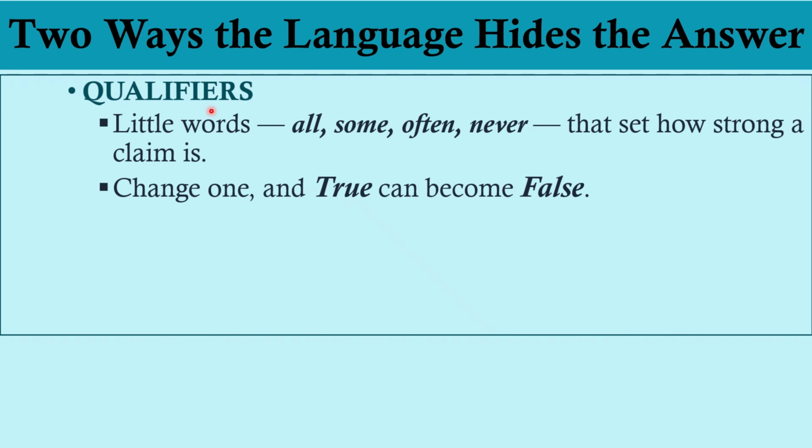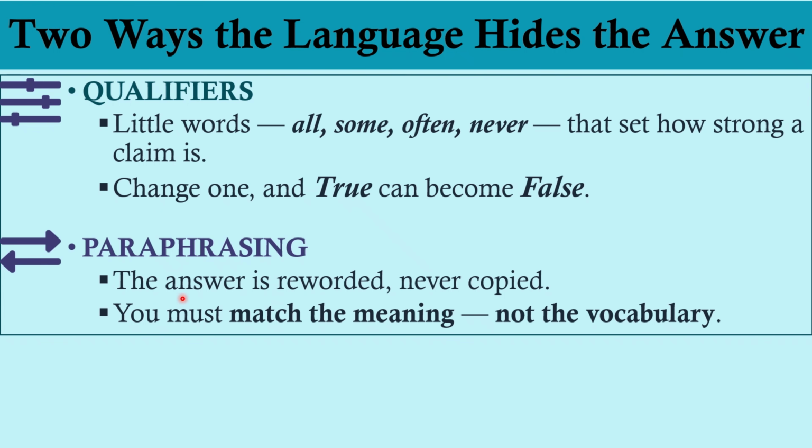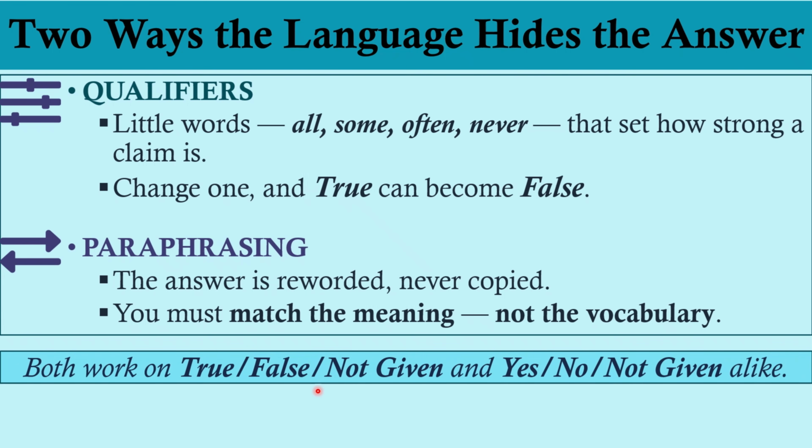There are two primary ways the test uses language to hide the answer. First, qualifiers. These are little words like all, some, often, or never that fundamentally change how strong a claim is. Changing just one of these words can turn a true statement into a false one. Second, paraphrasing. The correct answer is almost never written in the exact same words as the passage. You have to match the underlying meaning, not the vocabulary. Both of these skills apply equally to true, false, not given, and yes, no, not given questions. Let's look at them one at a time.